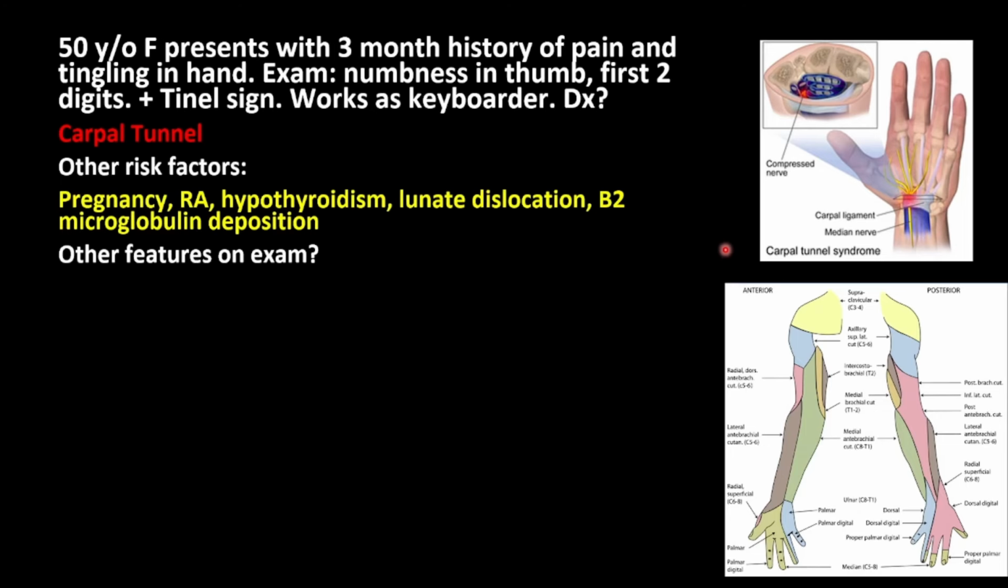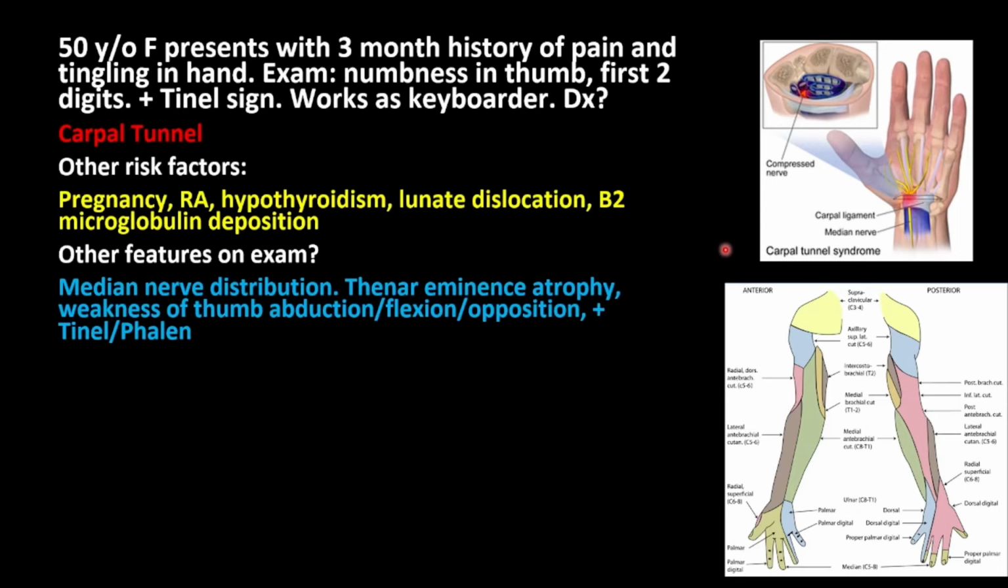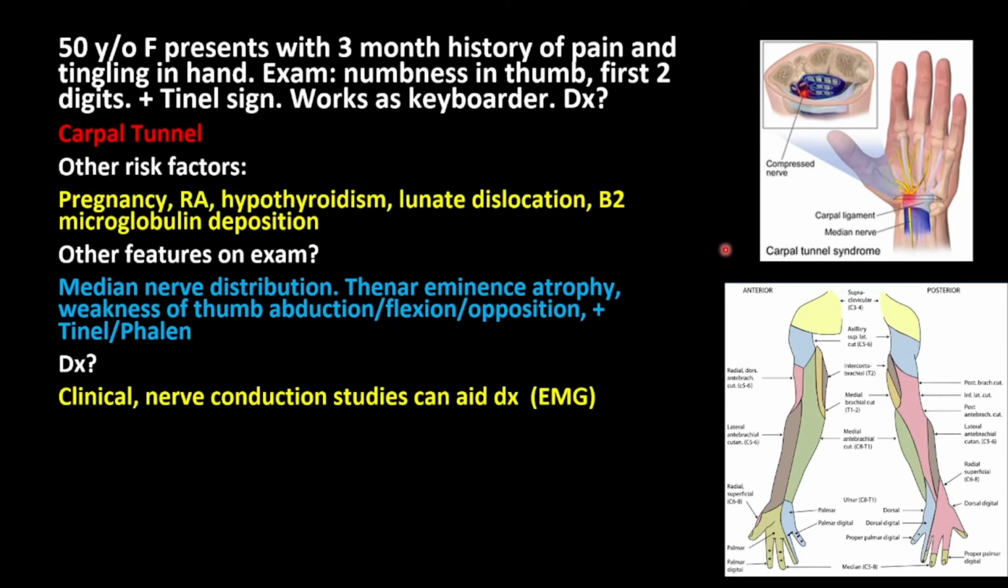It's also associated with human growth hormone excess, acromegaly. Some other features on exam: these patients will experience symptoms in the median nerve distribution. You can also see thenar eminence atrophy, weakness of thumb abduction, flexion, and opposition, and then a positive Tinel and Phalen sign. I believe the Tinel sign is the tapping sign, because I remember T in Tinel and T in tapping. So diagnosis is typically clinical, but you can also obtain an EMG or other nerve conduction studies if you are not convinced of the diagnosis.